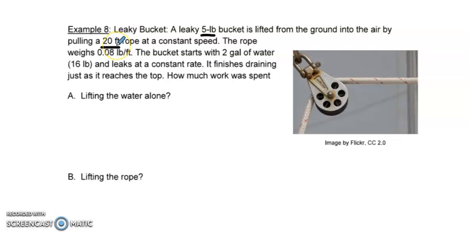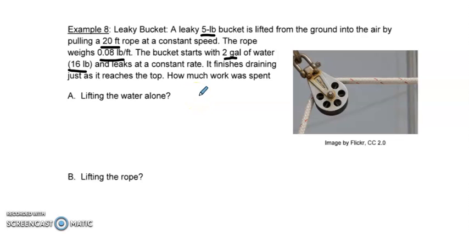So if you think about it, what's going to change in this situation is that as we pull rope in, the amount of rope remaining to pull in weighs less. Okay, so that's why they say the rope weighs 0.08 pounds per foot. And then they start with 2 gallons of water, which, by the way, is 16 pounds. And the water is leaking out at a constant rate. So there's a lot of stuff going on in here and a lot of stuff changing.